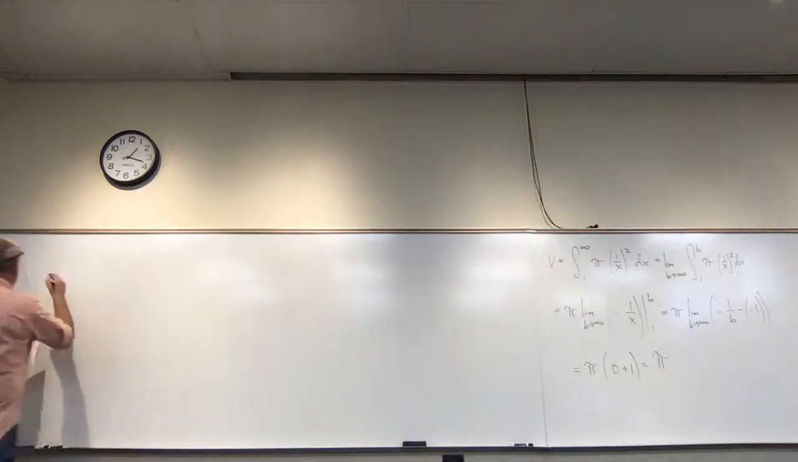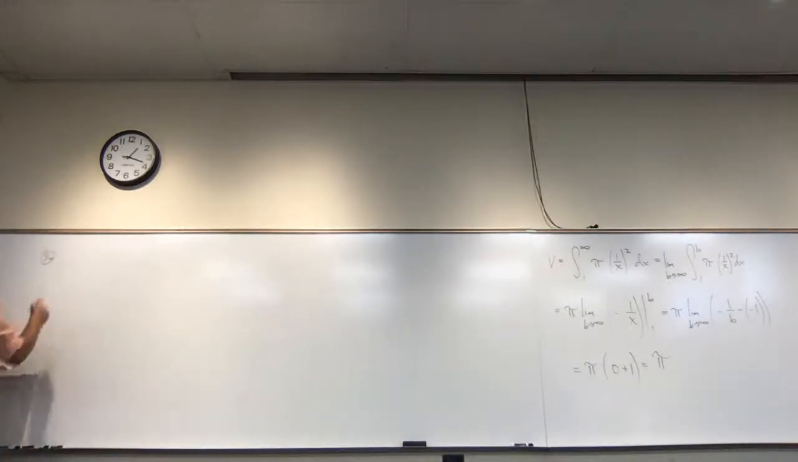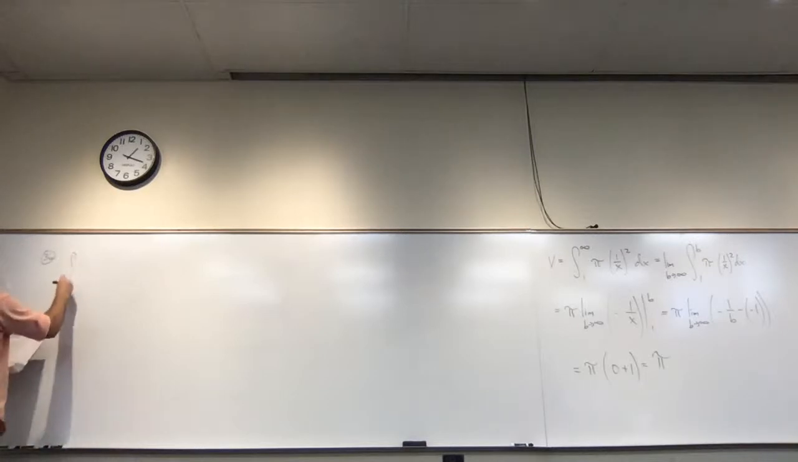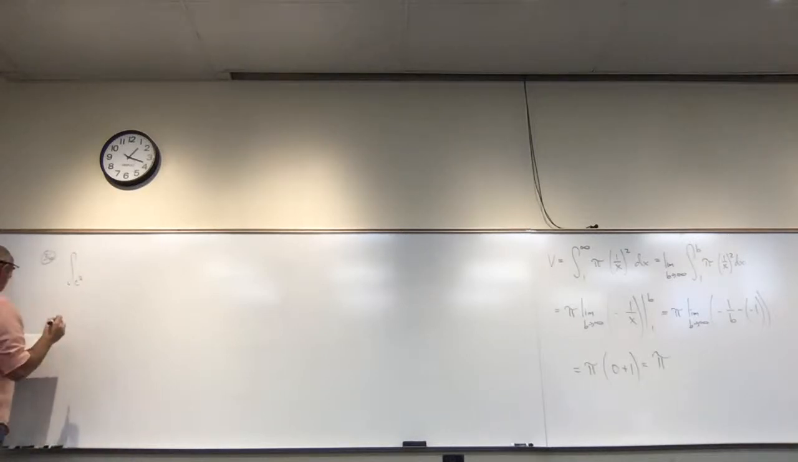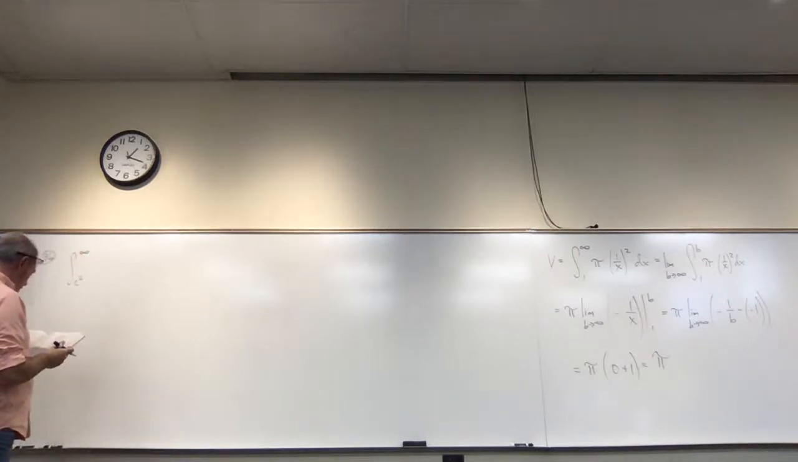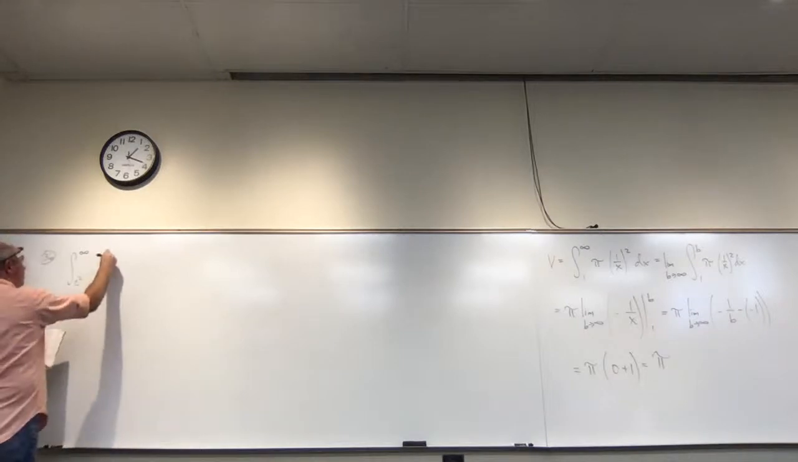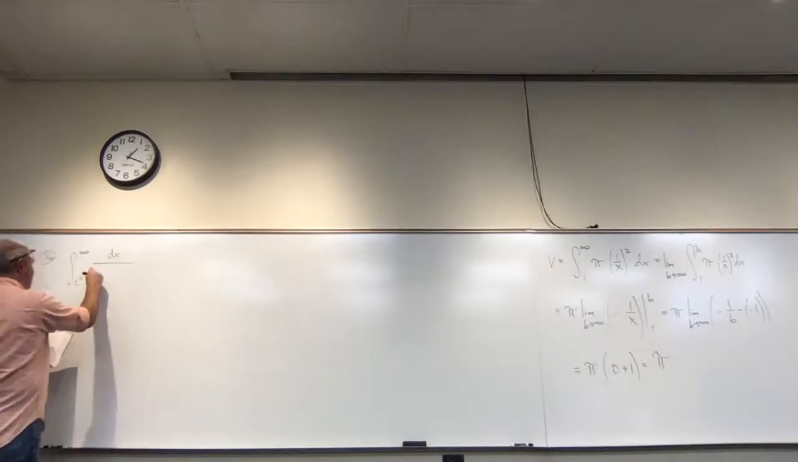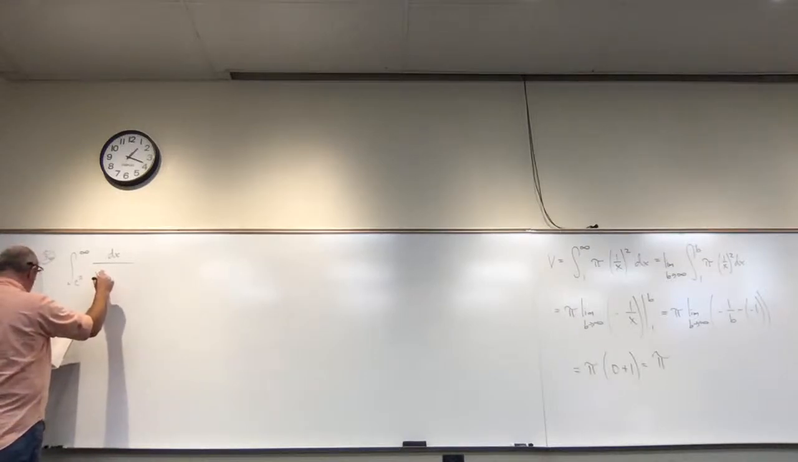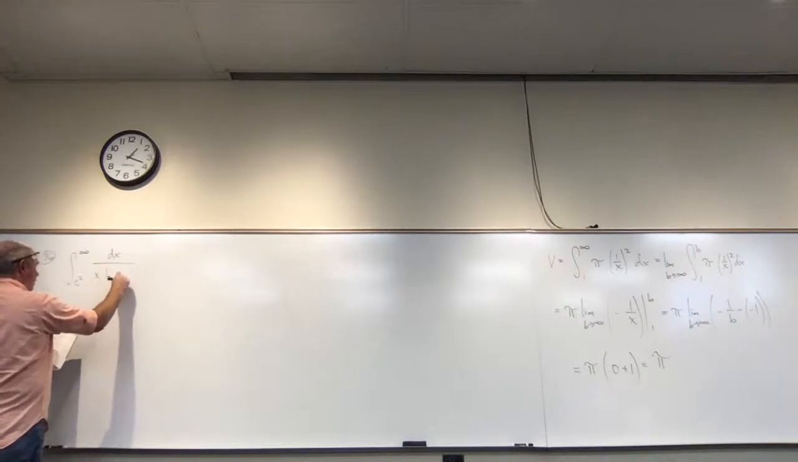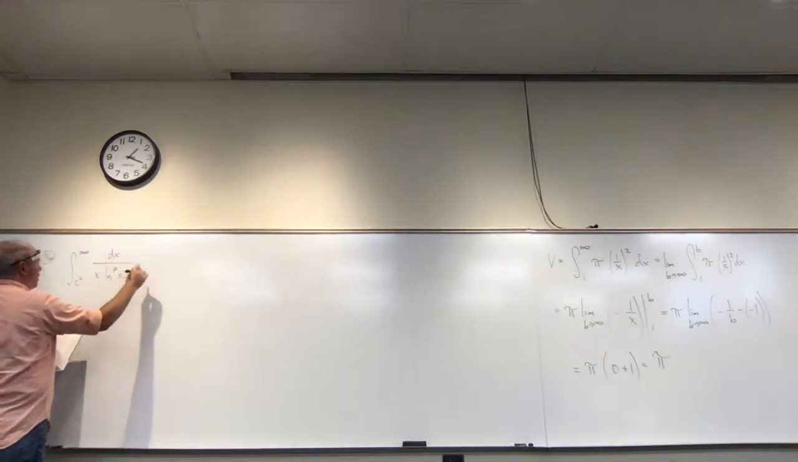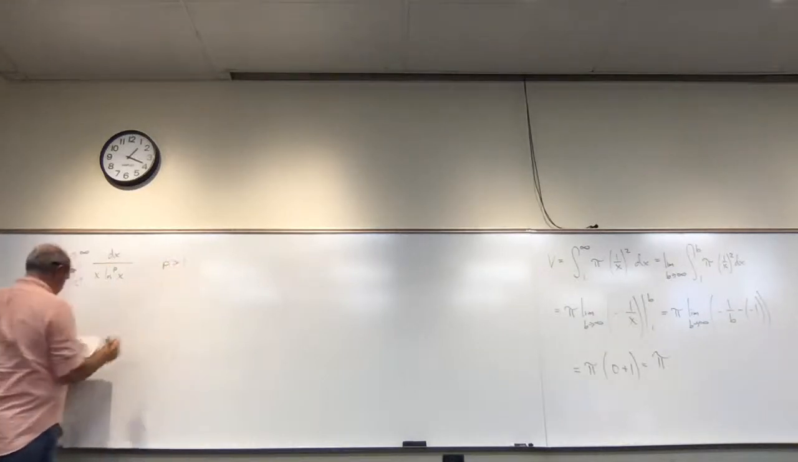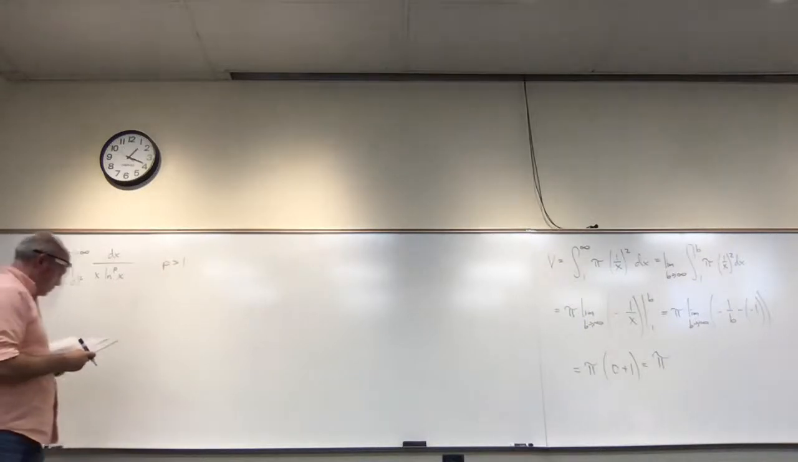Okay, so 36, we have the integral from e squared to infinity of dx over x times ln of x raised to the p, where p is bigger than 1. All right.